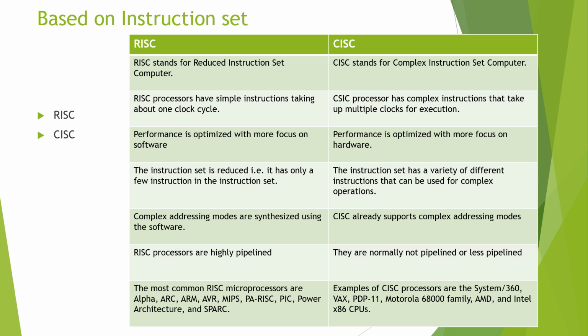And as the name suggests, RISC means reduced instruction set. So the number of instructions in a RISC processor will be very small. That means the set of instructions is limited. On the other hand, the CISC instruction set has a variety of different instructions that can be used for complex operations. So there is a difference between the size of the instruction set in these two types of microcontrollers.